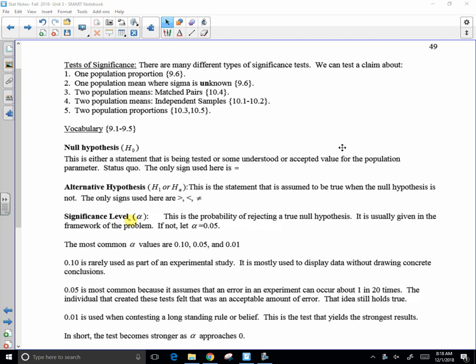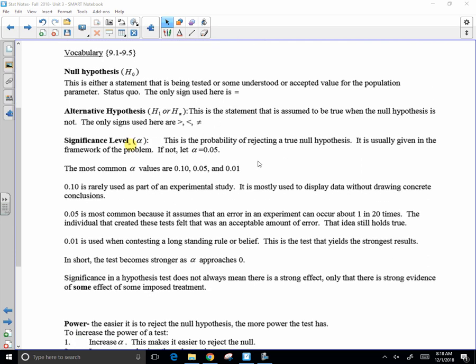So, yeah, this is actually probably the most important part of the lesson because this is where you get your grounding. The vocabulary. We have the null hypothesis, and we also have the alternative hypothesis. It's a one or the other kind of situation.